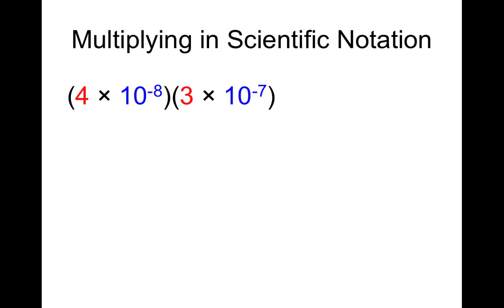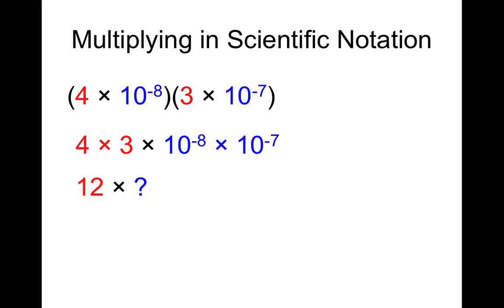We've seen how scientific notation can make dividing easier. Let's see how it can make multiplying easier. Here we're multiplying 4 times 10 to the negative 8th by 3 times 10 to the negative 7th. All that's going on in this problem is multiplying. Multiply, multiply, multiply. And we know when we're multiplying things together, it doesn't matter what order we do it in. Multiplication has what's called the commutative property. We can change the order and still get the same result. So I'm just going to rearrange these numbers to say 4 times 3 times 10 to the negative 8th times 10 to the negative 7th.